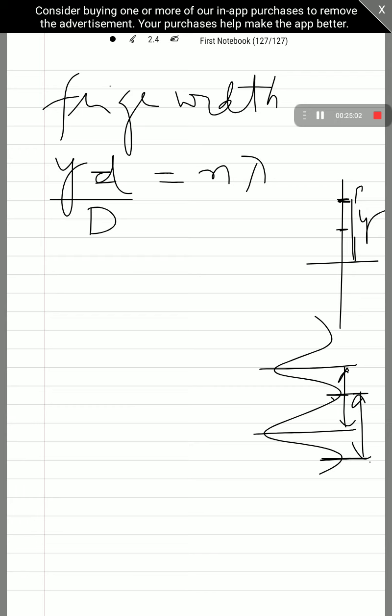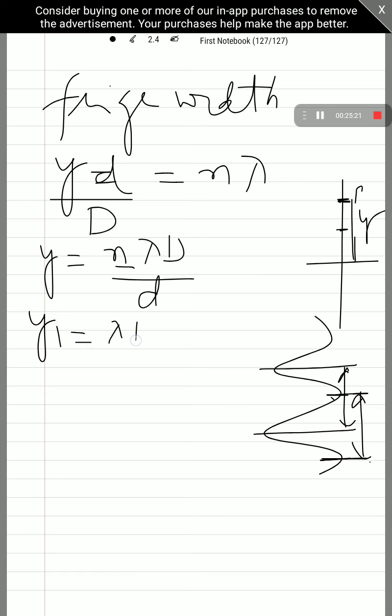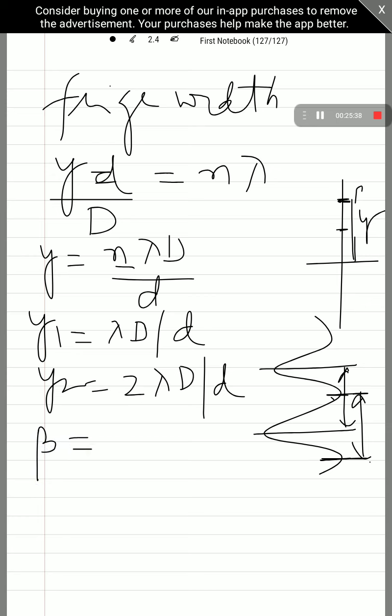So I can write y equal to n lambda capital D upon small d. So y1 is for n equal 1, y1 equal to lambda capital D upon small d. y2 can also be written as 2 lambda capital D upon small d. So the difference between y2 and y1 is the fringe width beta, equal to, if you subtract, lambda capital D upon small d. So this is fringe width.